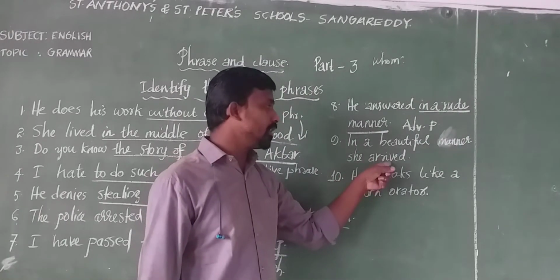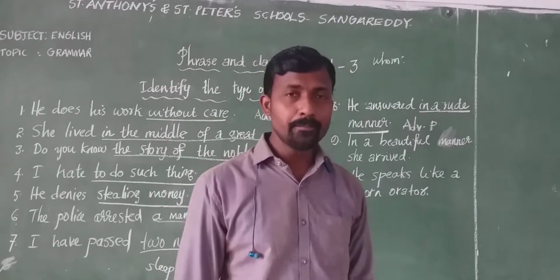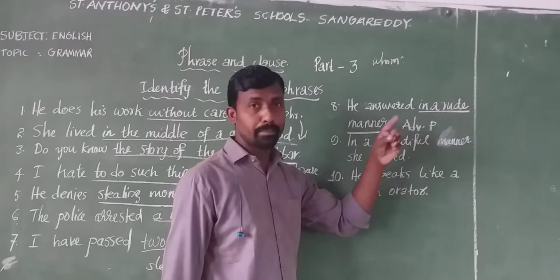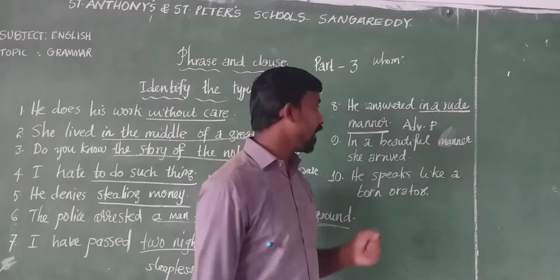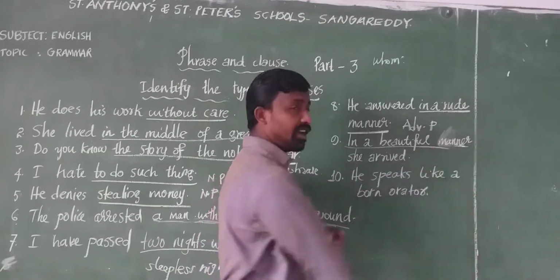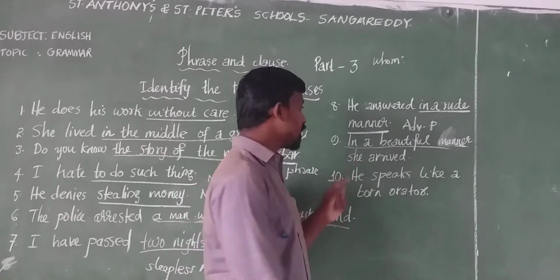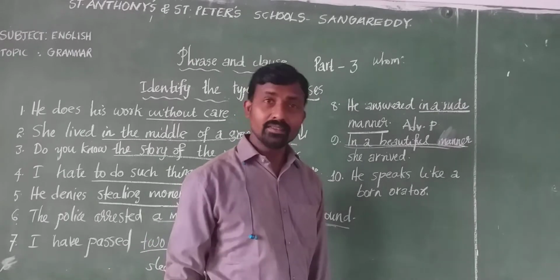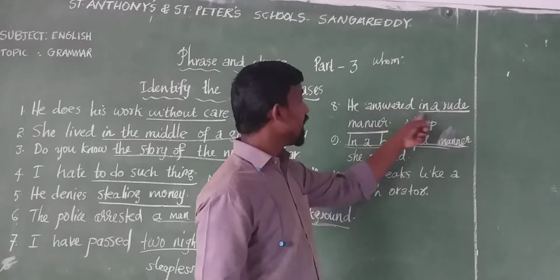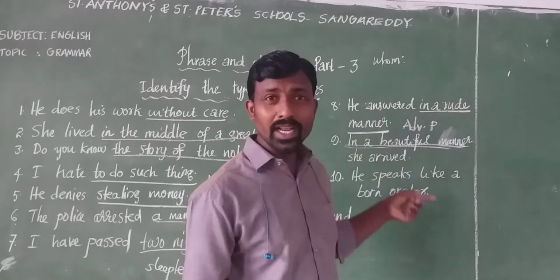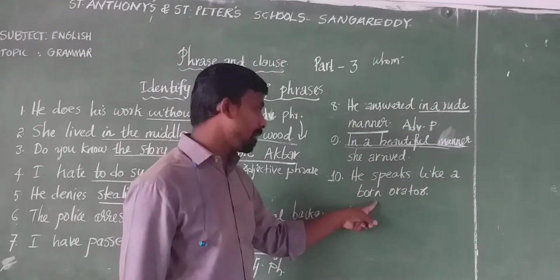Now, in a beautiful manner she arrived. By this time, most of you might have got the answer. This is also an adverbial phrase because here we are getting information. How did she arrive? In a beautiful manner. The word manner is already there. Adverbial phrase of manner. How did she come? In a beautiful manner. So instead of saying all these words, in a beautiful manner, I can say a single word. What is that single word? She arrived beautifully. Right, here also: he answered in a rude manner, rudely. What do you mean by rudely? In a rough manner.